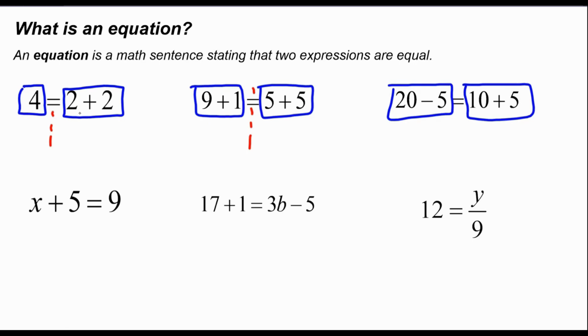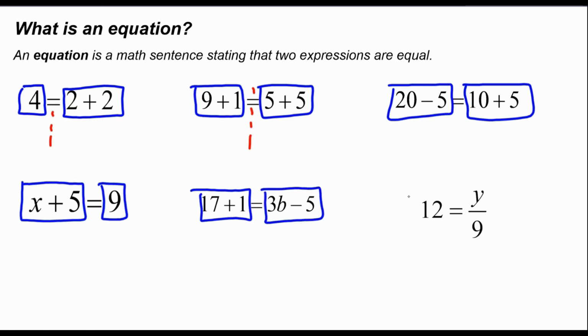So 4 is obviously the same thing as 2 plus 2. 9 plus 1 is the same thing as 5 plus 5. 20 minus 15 is the same thing as 10 plus 5. And then here we'll get some algebraic equations going on where we know that x plus 5 is the same thing as 9. And later on, we're going to talk about what solutions are and what value of x does make that true. And then here we have 17 plus 1 is the same thing as 3 times b minus 5. And 12 is the same thing as y divided by 9. So that's the basic definition of an equation, and examples of equations. There are two sides to an equation. It's not like order of operations where you're just going left to right.